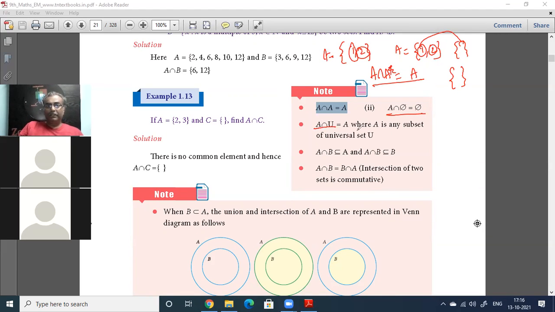A intersection universal set is equal to A. Look at the diagram like this. This is the universal set. This is set A. Now in A we have 1, 2. In here you have 3, 4, 5. Now A intersection the universal set. What are the elements common to A and the universal set? The universal set is 1, 2, 3, 4, 5.